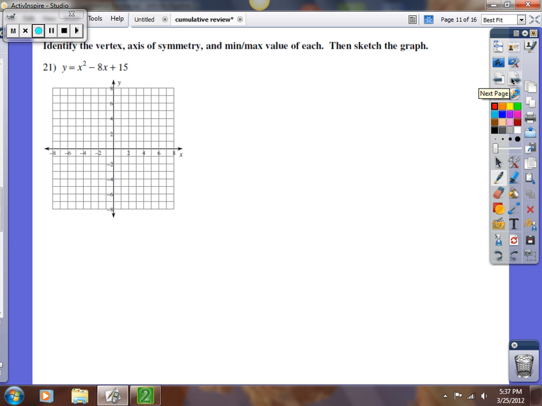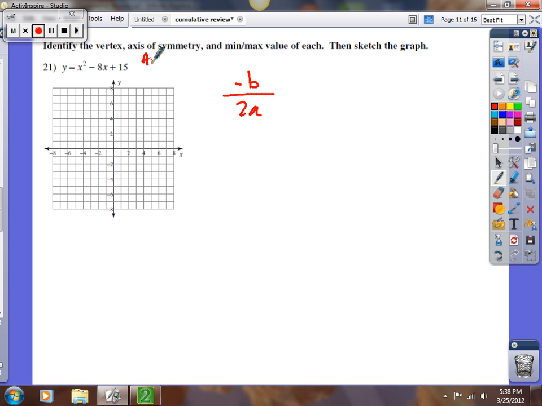21. Identify the vertex, axis of symmetry, the minimum or maximum value, and then sketch the graph. Okay, the vertex and the axis of symmetry. Hopefully you remember this guy. Negative b divided by 2a, part of our quadratic formula. This right here is going to give us our axis of symmetry. Negative b divided by 2a.